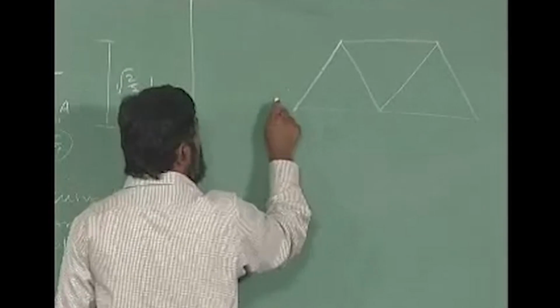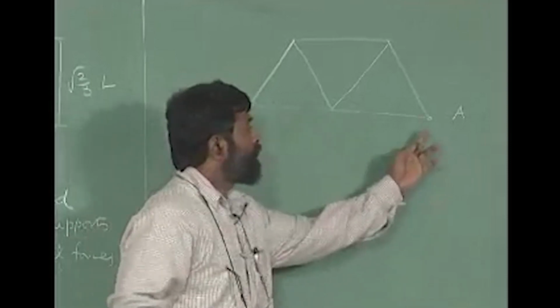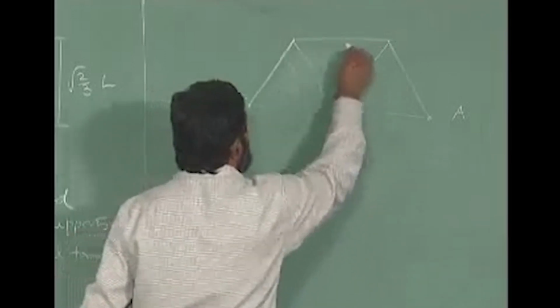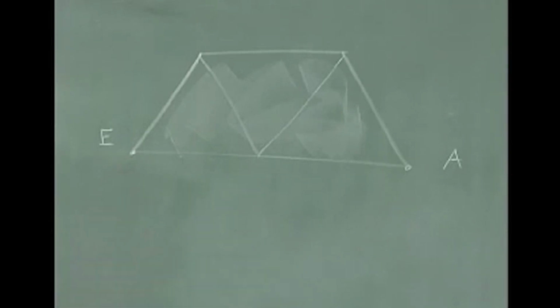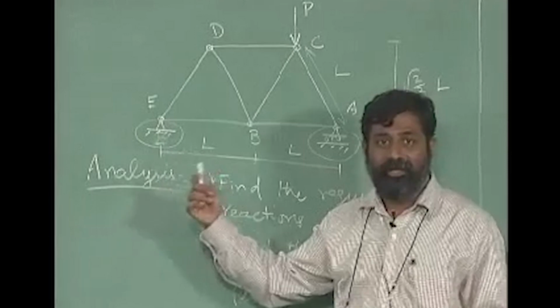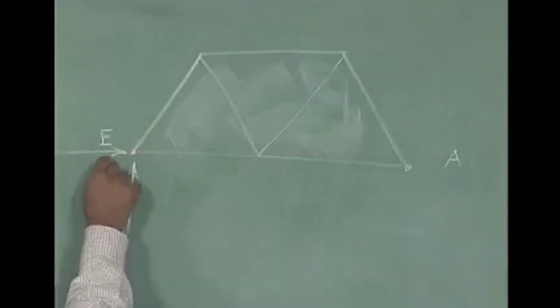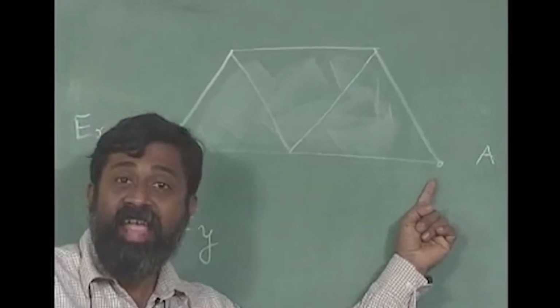I have removed at E the support, I have removed the support at A. I am not bothered about the others, so I am just going to take it as a particular body. At point E or joint E, if you notice carefully, this is a pin joint or hinged support which will introduce two reactions, E along y direction and E along x direction, alright.